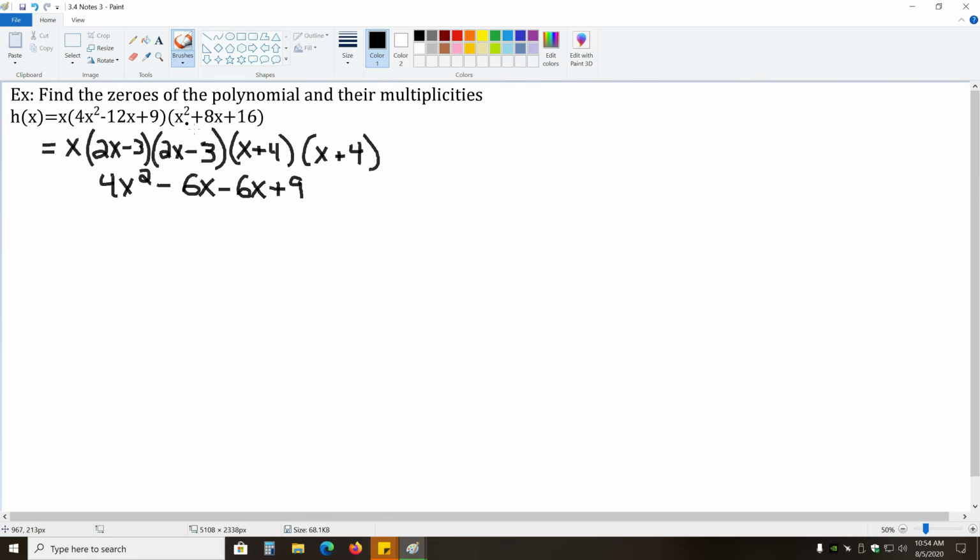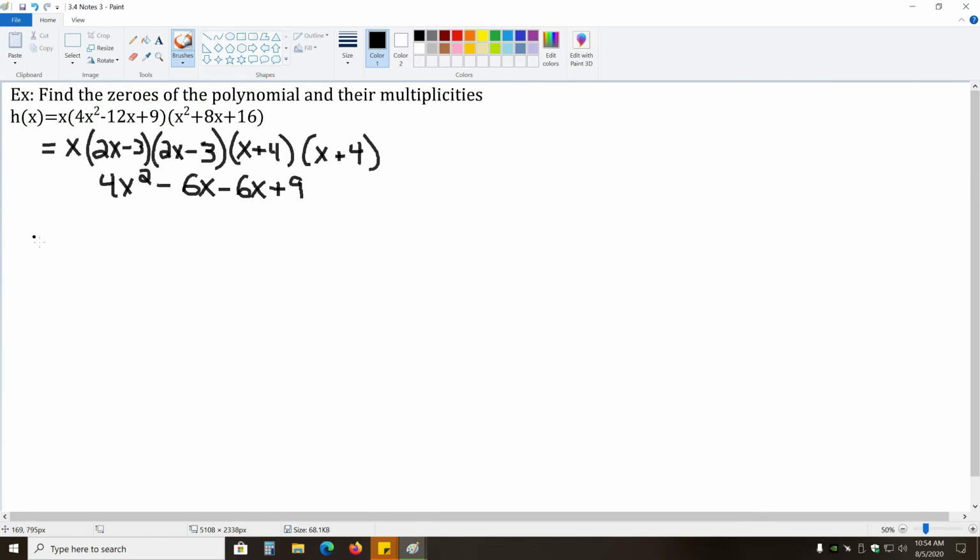X times x is x squared. X times 4 is 4x. 4 times x is 4x. We add those two values together, we get the 8x, so that worked. And then 4 times 4 is 16. So we just did a quick mental math check, and it checked out.